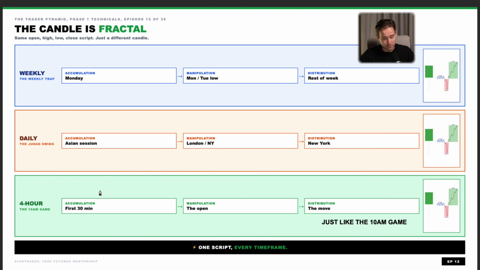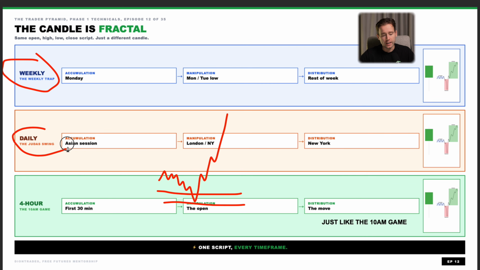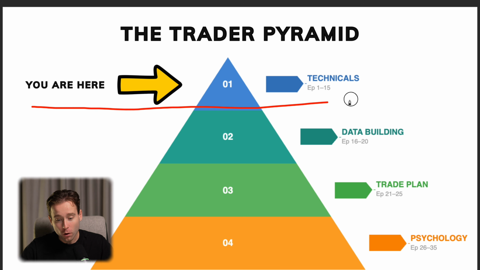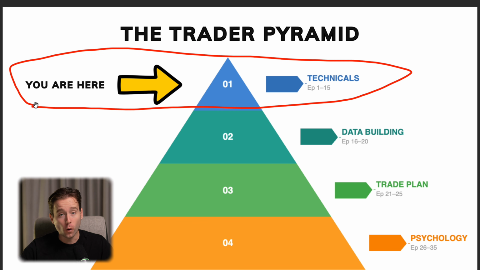That's the 10 a.m. game, where the first 30 minutes after the open is the accumulation. They will manipulate lower in a key level and then start distribution in a 4-hour candle. All the structures are the same. So if I talk about a buy structure, this is what I mean. And you can play it on the weekly candle, on the daily candle, on the 4-hour candle, and that is called price is fractal. So when you hear other gurus say, this is my fractal model, don't buy their course. This is what they mean. And there you have it, the 12th layer in the technicals part of the trader pyramid.